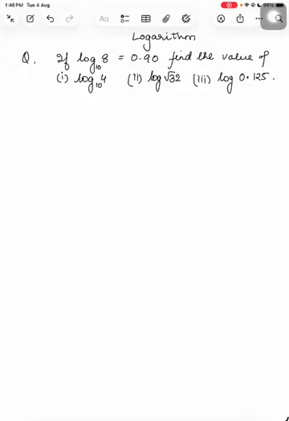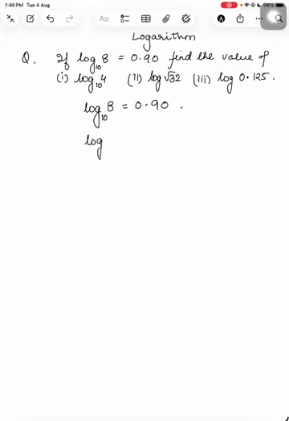Hi, we are doing logarithm. If log 8 is 0.90, find the value of log 4, log root 32 and log 0.125. Right? So now what is given to us? Log 8 to the base 10 is 0.90.